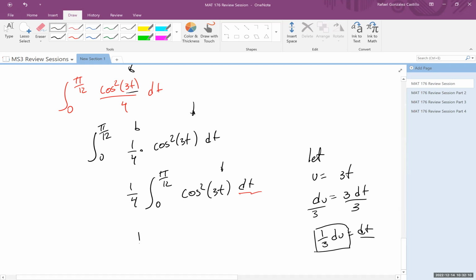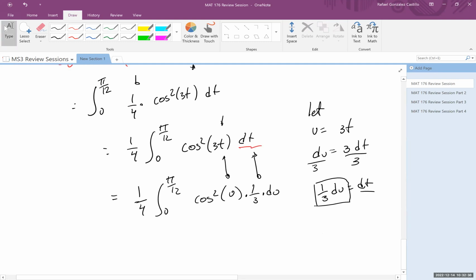And what I will get is 1 over 4 times the integral from 0 to pi over 12 of cosine squared u times 1/3 du. That's a substitution. So dt turns into 1/3 du, and 3t turns into u. Now I have another constant here that I could pull out. I could pull out that 1/3. So we get 1 over 4 times 1 over 3 times the integral from 0 to pi over 12.